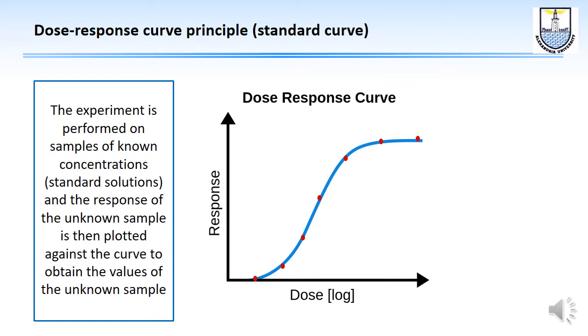Then when I do my samples, the unknown samples, by the same way, I can plot the response on the curve. Therefore, this can give me the result, the level of the hormone. So this principle has to be remembered because it is used for any hormonal assay.